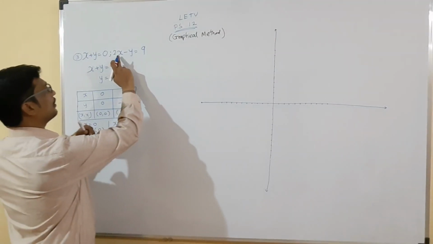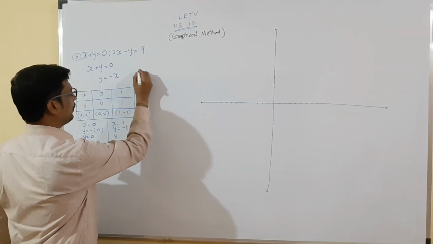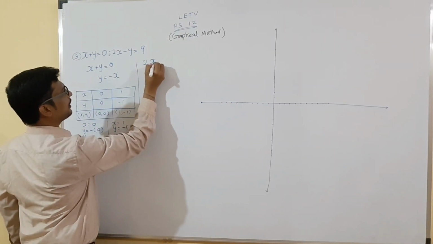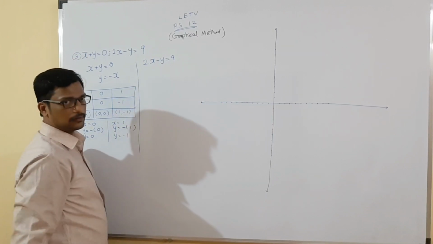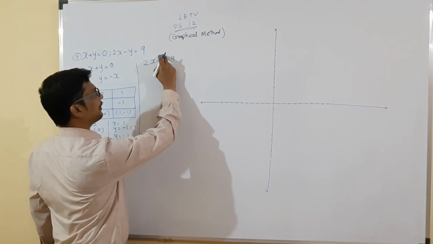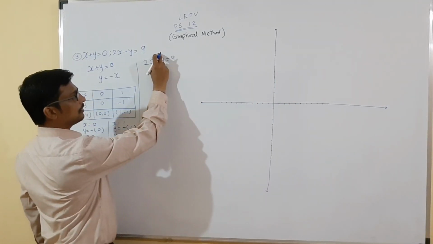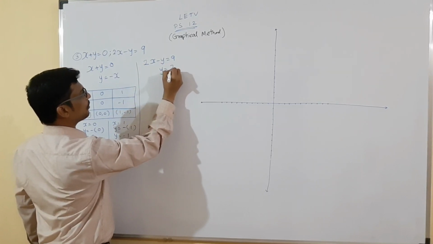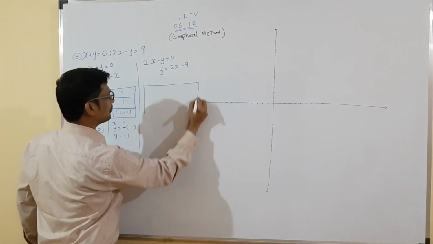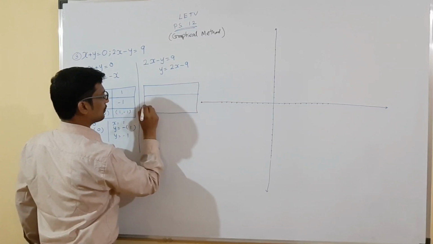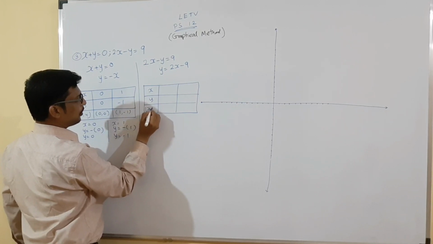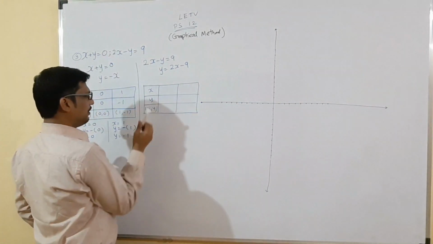Similarly, I have to make a box for this also, so I am going to do it over here only. They have given me the equation 2x minus y is equal to 9. Fine. Now I am going to write this equation in terms of y. So I will shift this minus y over here and I will shift this 9 over here. So it will become y is equal to 2x minus 9. So I am going to make a box over here: x, y, x comma y. Now here I can assume anything.